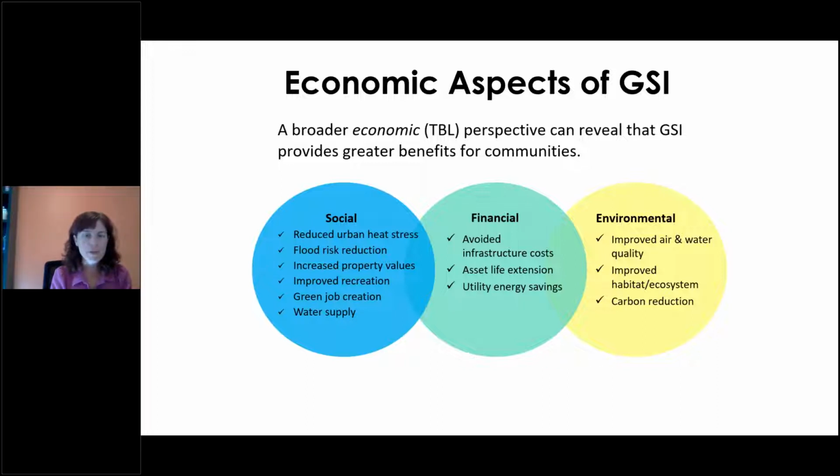We have social benefits that accrue to the broader community. We have financial benefits that accrue in the form of cost savings to a utility, municipality, or other implementer of green infrastructure. And then we have environmental benefits, going beyond just water quality, which is often a key objective, but also air quality improvements or habitat and ecosystem improvements with some projects.